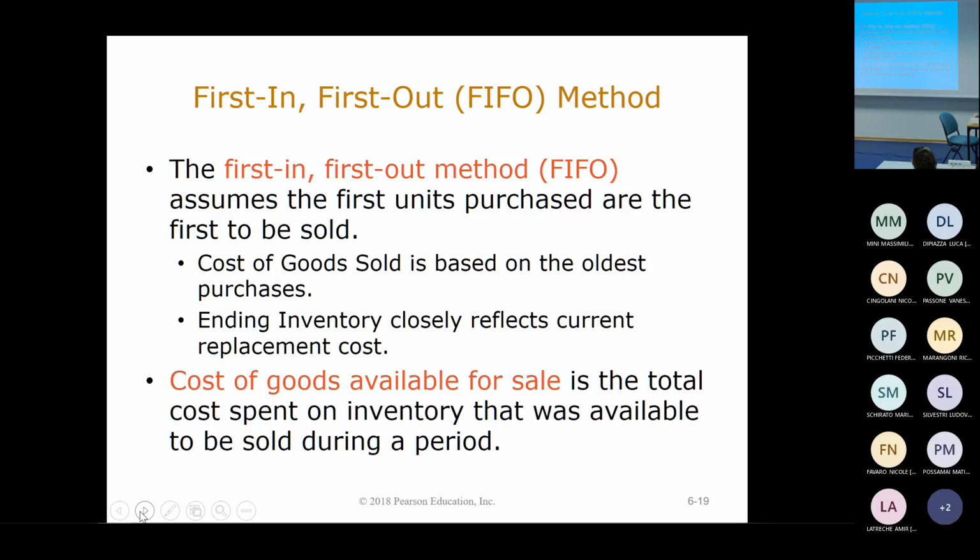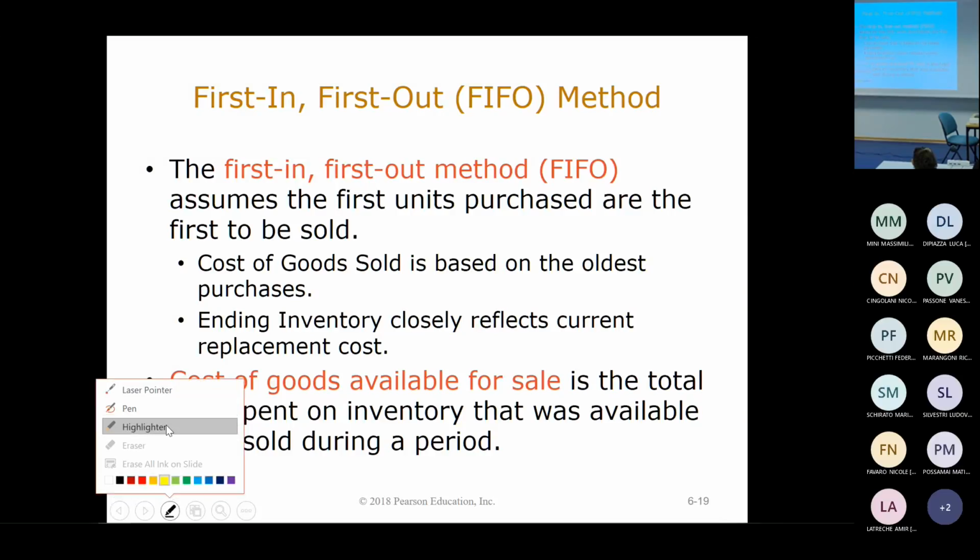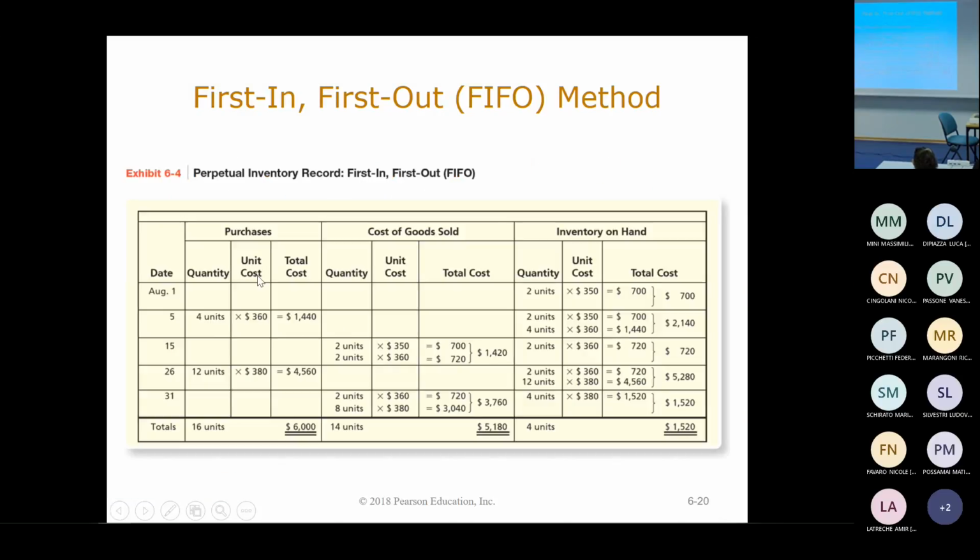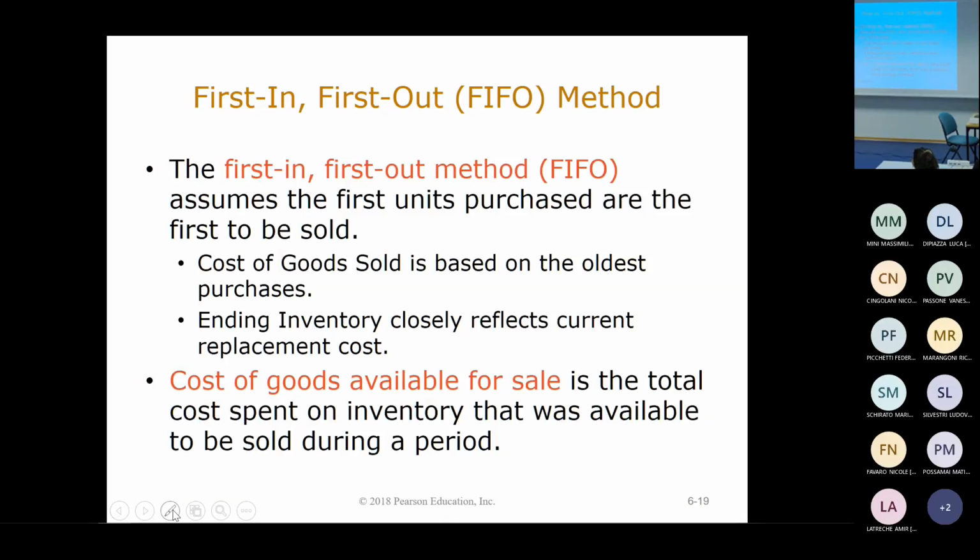So the assumption is that the cost of goods sold is based on the oldest purchases, and as a consequence, the ending inventory will be based on the newest values. Right, so the newest purchases will still be there at the end of the year. The oldest purchases will be sold by the end of the year. Okay, so this is an important note because it means that the FIFO method essentially affects the ending inventory, and it makes it close to the current replacement cost.